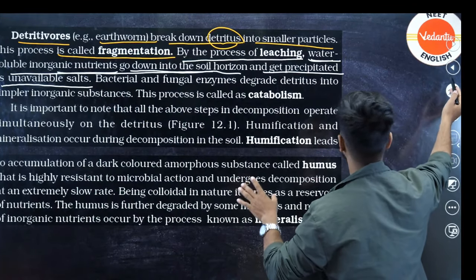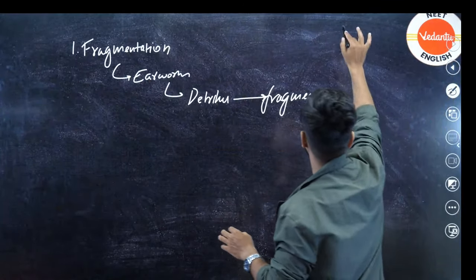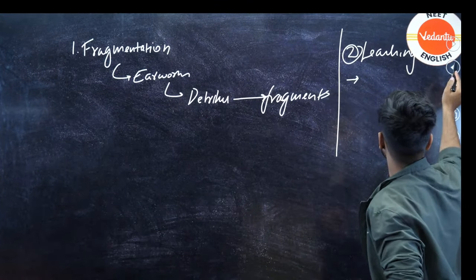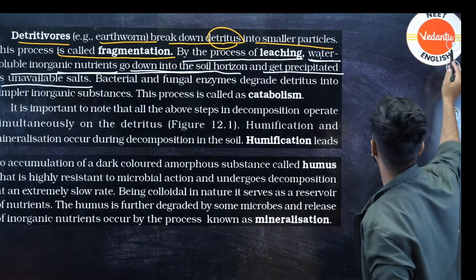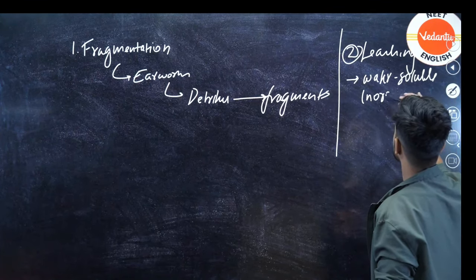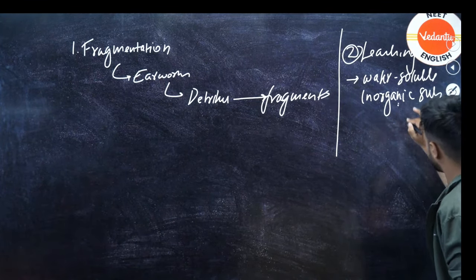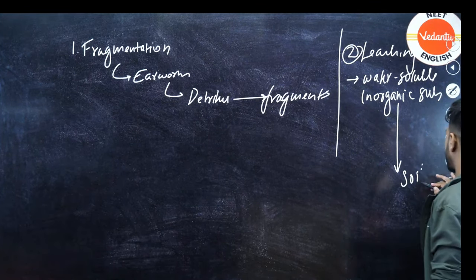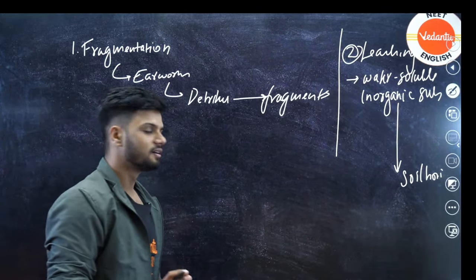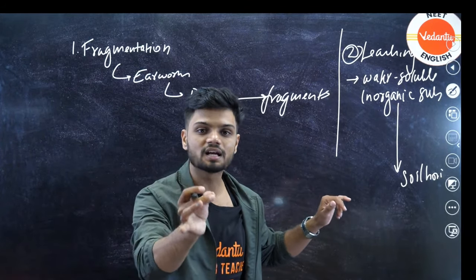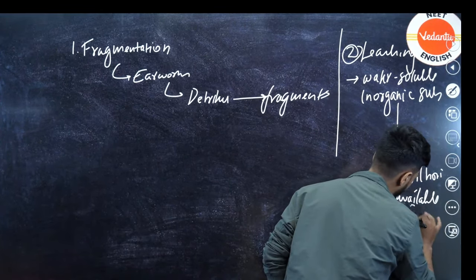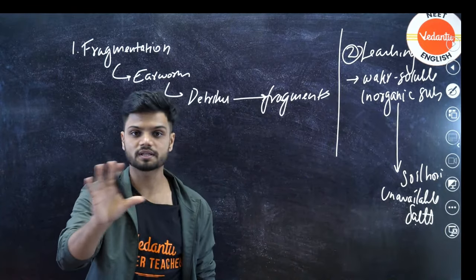Okay, so write down. Second one is your leaching. What is happening in leaching? Tell me, repeat fast. In leaching, water soluble inorganic substances are getting precipitated into the soil horizon, and they are not available. They are completely not available at all as unavailable salts. They have gone to the soil as unavailable salts. Done. Missing. Leaching is done.